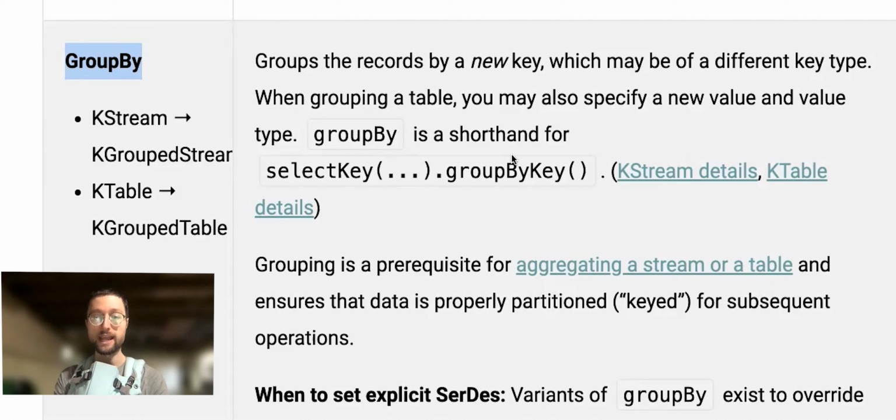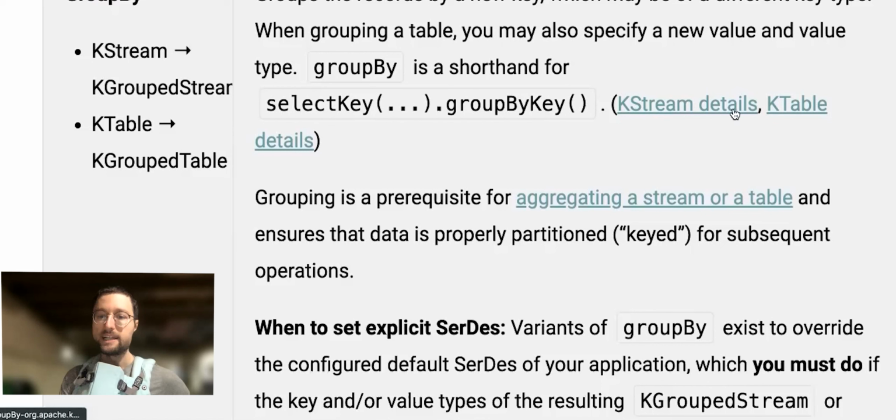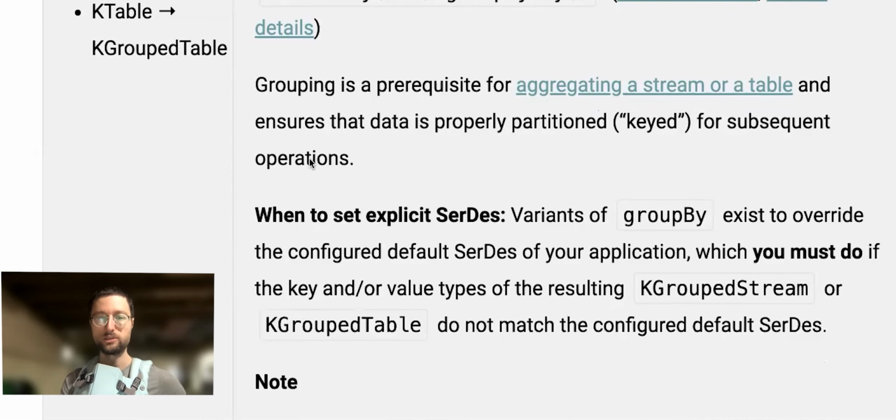groupBy is a shorthand for selectKey(...).groupByKey(). Ooh, that's cool. That's very cool. Okay, so selectKey can change the key and the key type for each record, and then groupByKey can group by the existing keys that are the outcome of this, whereas groupBy can do both the grouping and the changing of keys. That's pretty cool. KStream details and KTable details. We will skip that for now.